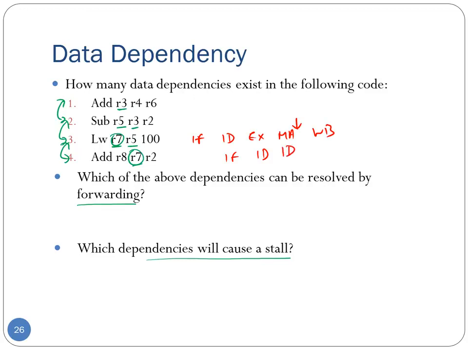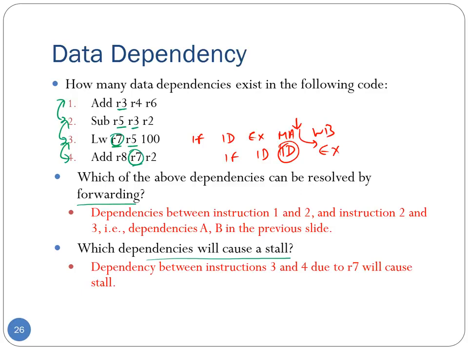We must hold this add for one more cycle in the decode, and then we can forward it to the execute stage, right? So there would still be a one cycle stall in spite of data forwarding. So the third dependency that we had between the load word and the add instruction, that will cause a stall. The answers are also summarized over here.